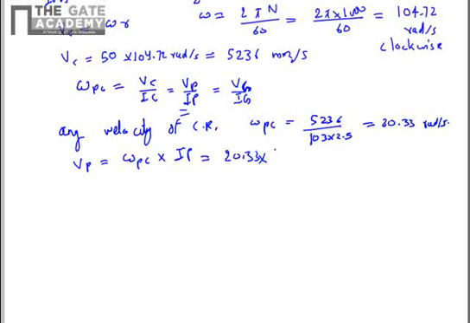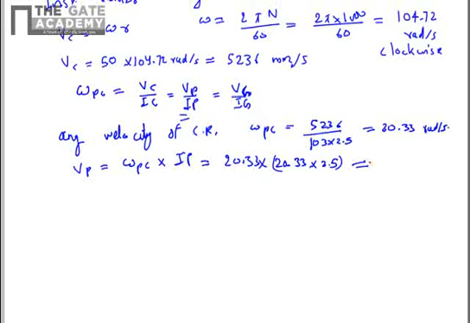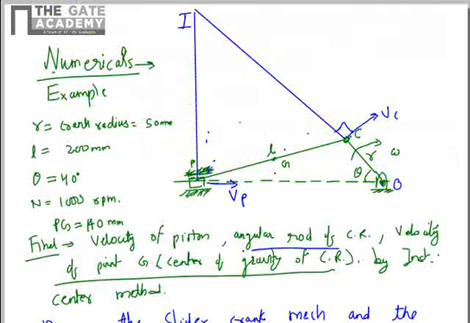Also, if you measure from this diagram, it is around 20.33, and then the scale factor of 2.5. Simplifying, you will get a velocity of piston 4015.18 millimeter per second. Third part is to get the velocity of point G here.